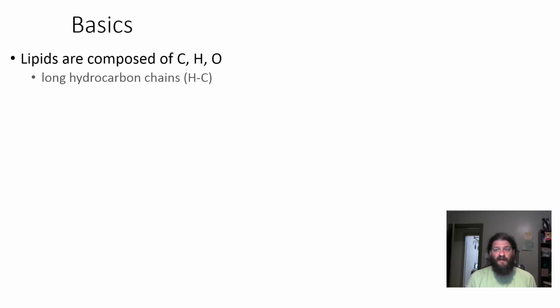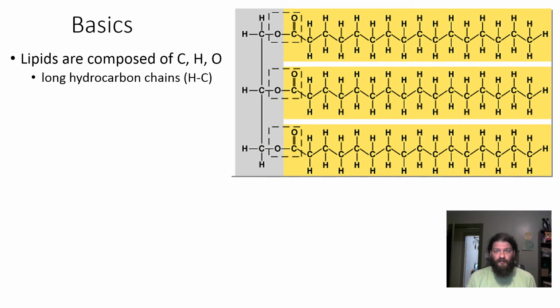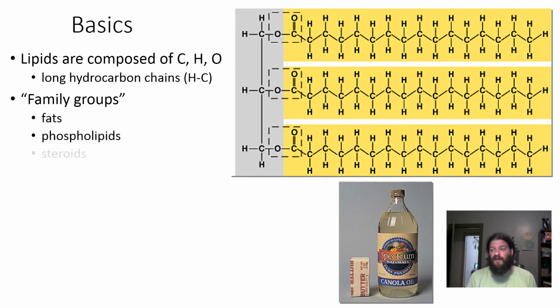Okay, so lipid basics. They are also composed, just like carbohydrates, of carbon, hydrogen, and oxygen. The difference is that they have these great long chains of carbon and hydrogen, and just a few oxygens. So the ratio of hydrogen to oxygen is going to be much different than that of water. We can talk about different family groups. These are loose classification groups like the fats and the phospholipids and the steroids. These are, like I said, very loose classification groups that we use.